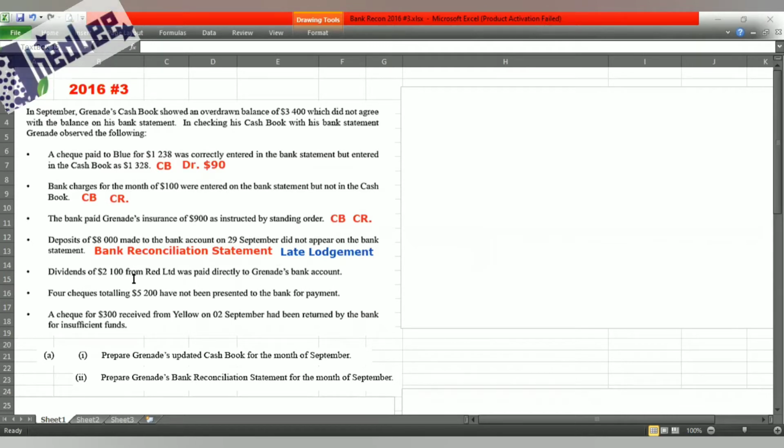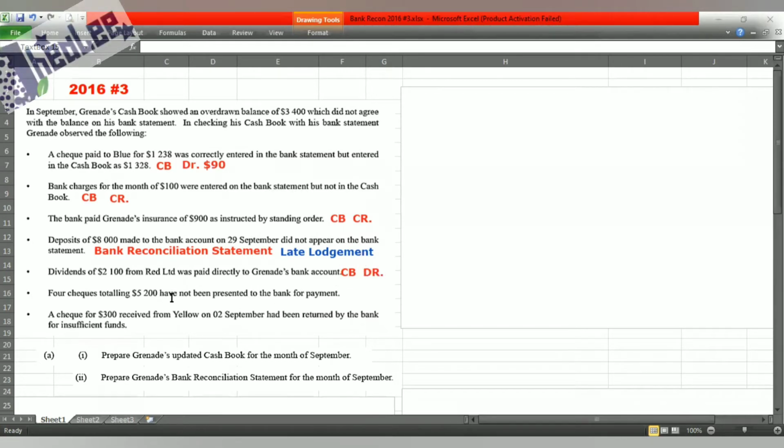Dividends of 2,100 from Red Limited was paid directly to Grenade's bank account. So this would not have been known until you get the bank statement. Therefore, no record would have been in the cash book, so you're going to use this item to update the cash book. So beside this, I'm going to put cash book. And because it is a dividend received from Red Limited, that is going to cause an increase in the bank account. So therefore, you're going to debit.